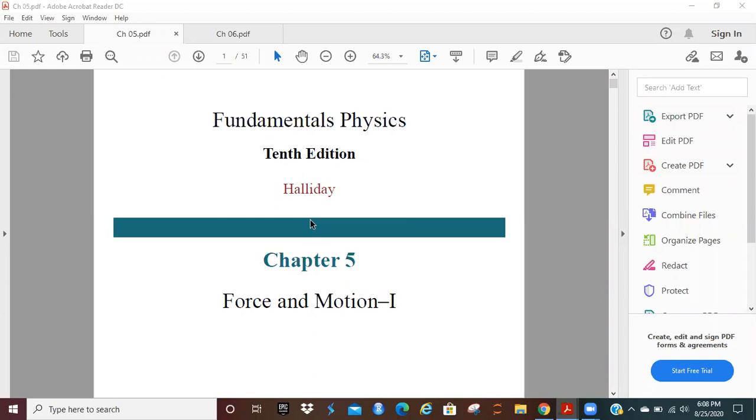So for chapter 5, we're going to be talking about force and motion. Up to this point, we've done a lot of discussion regarding vectors and components of vectors. That's been a necessary part to understand before we get going into force.